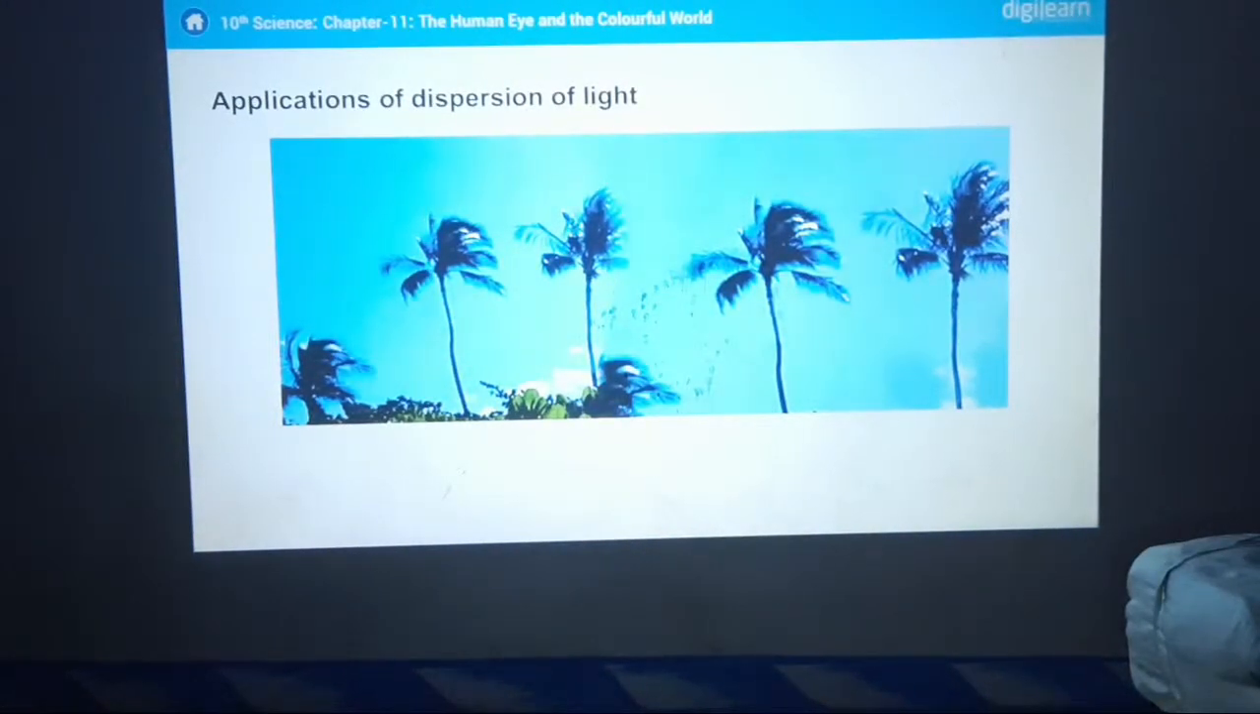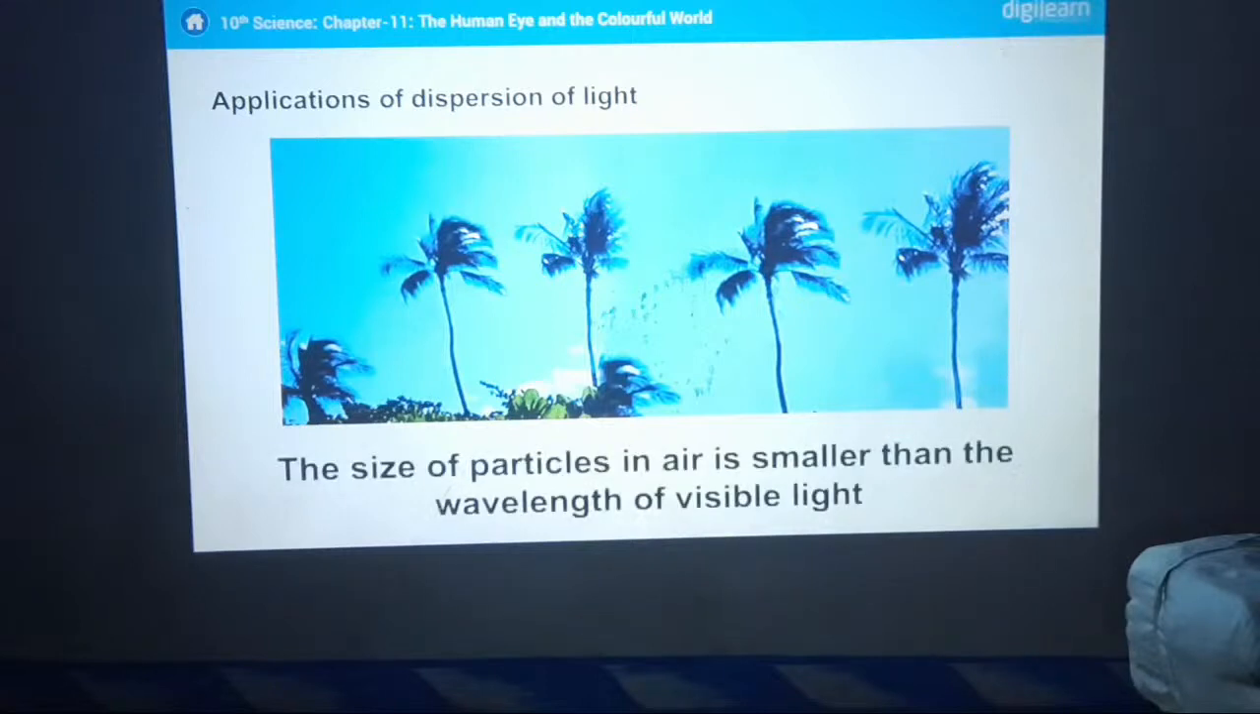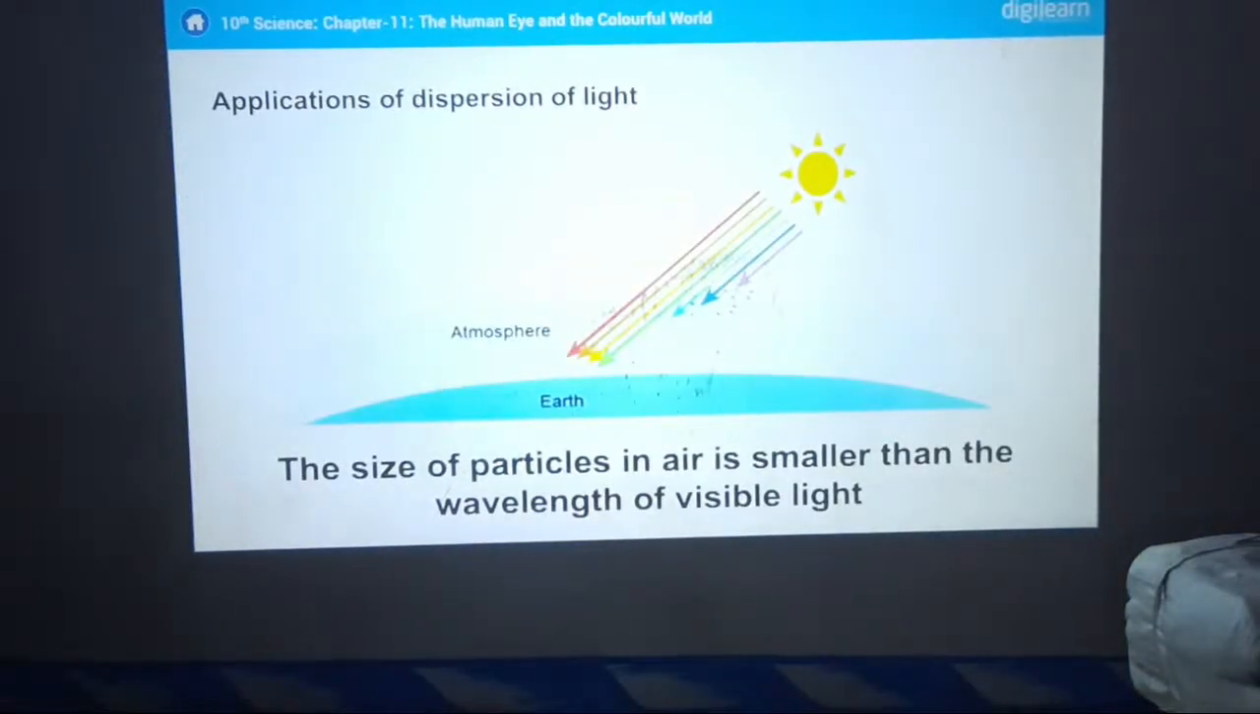Why is the color of the clear sky blue? We know that the wavelength of red color is more than that of blue color. The size of particles in the air is smaller than the wavelength of visible light. Hence, these particles scatter the light of shorter wavelength more effectively than light of longer wavelength. The blue end of the visible spectrum has shorter wavelength than the red end. Due to this, blue color is scattered more strongly in the atmosphere compared to the red color. This is the reason the sky appears blue.